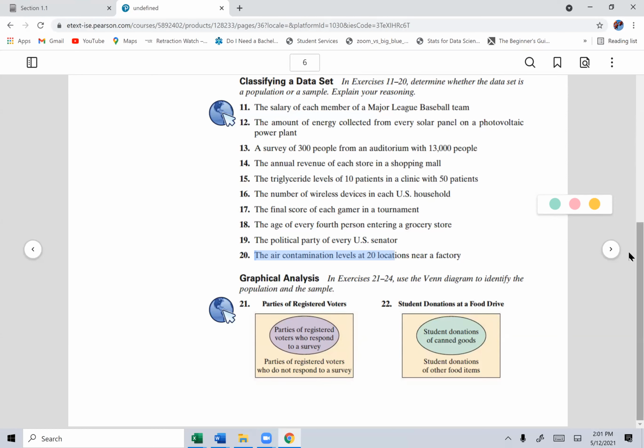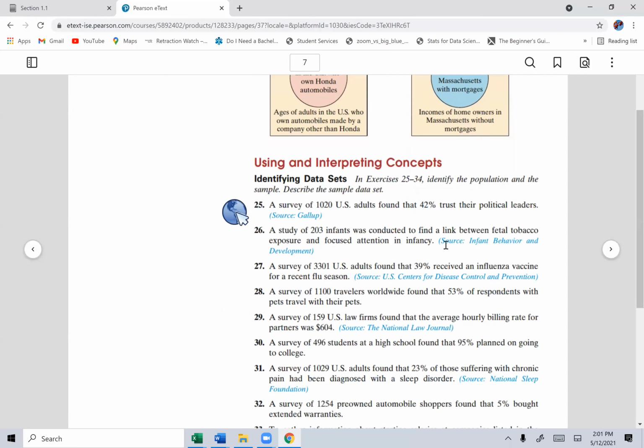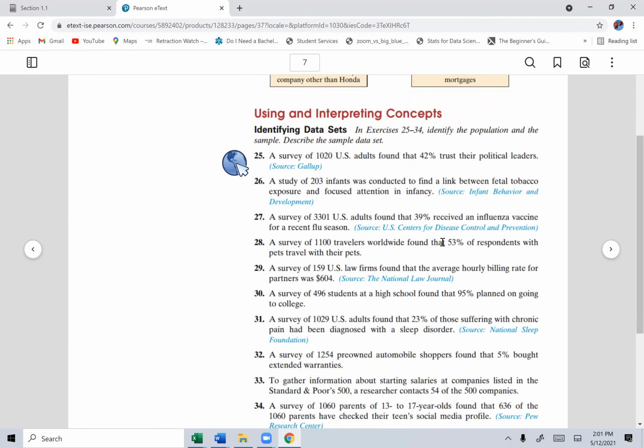All right, let's move on. Okay. Now here, guys, he gives you a statement. He wants you to tell what is the population and what is the sample. Let's do 26. I'm going to try to do the even number ones because the odd ones are available in the student solutions manual. But sometimes I like odd numbered exercises, so I select them.